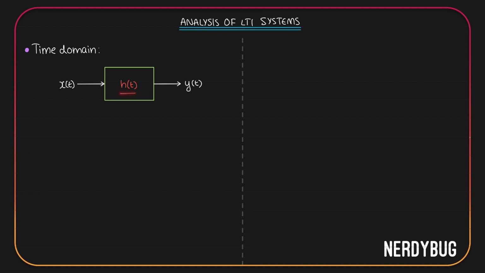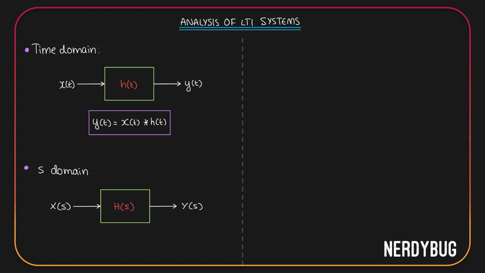h of t is the impulse response of the system, x of t is the input, and y of t is the output. We know how these three are related. y of t is the convolution of x of t and h of t. Let us now represent the same system in S domain.